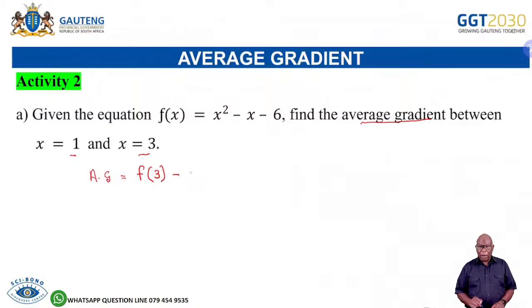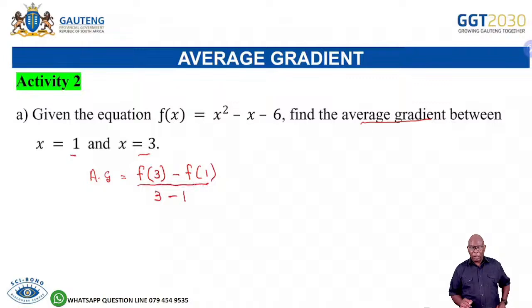Minus f of x plus h, minus f of 1. In this case, it is f of x. So all divided by the 3 minus the 1. So if you look at the one that I've done previously, it was f of x plus h minus f of x divided by x plus h, which is this one, minus 1. Right?